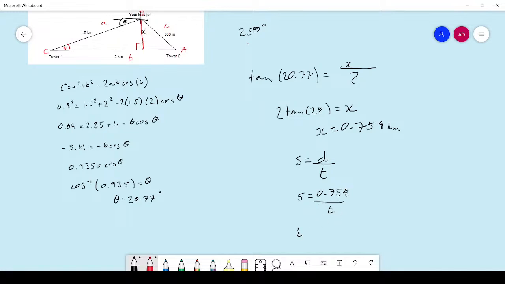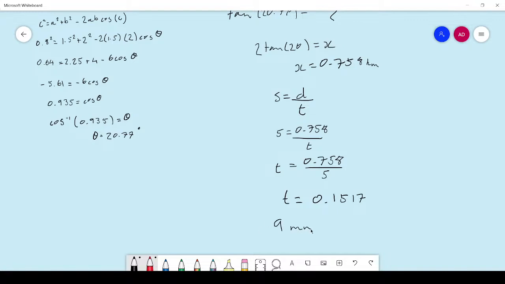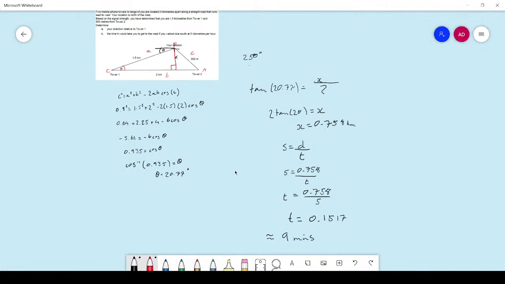Let's times both sides by t and divide both sides by 5, so they just swap places. We'll use our calculator to get t equals 0.1517 hours, I think. So that should be 9 minutes approximately to walk that distance. And that sounds about right.